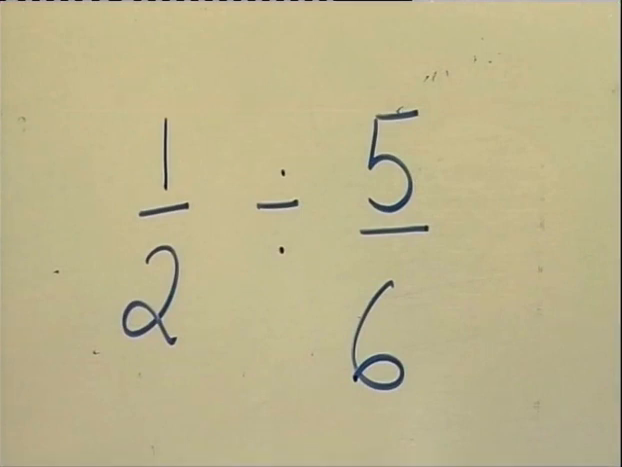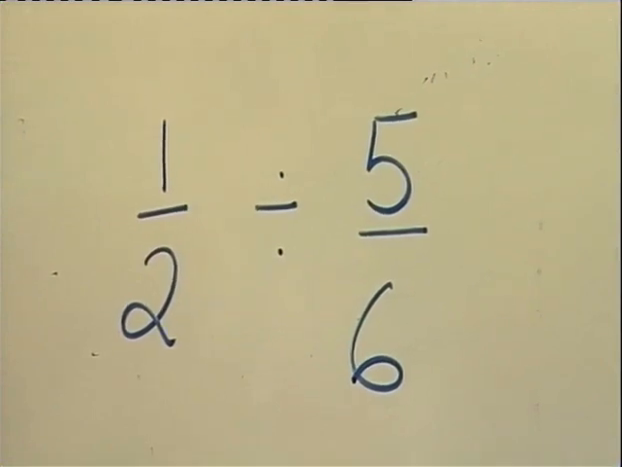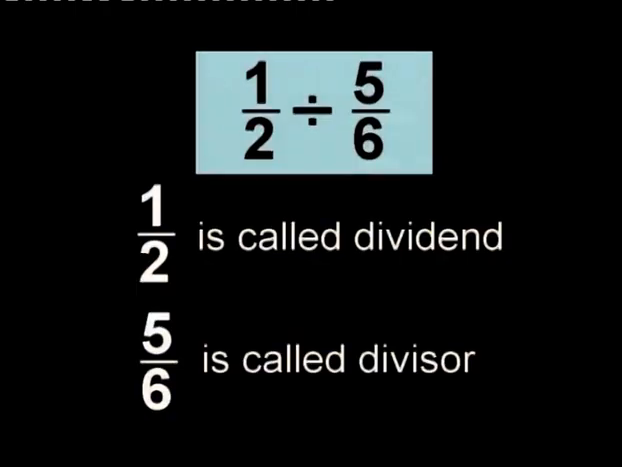In a division problem, there are terms that we use when we are dividing numbers, dividing fractions. When dividing a fraction by a fraction, we use terms in the operation of division. A half divided by 5/6. A half is the fraction being divided, which is called the dividend. 5/6 is the fraction by which we are dividing, which is called the divisor.